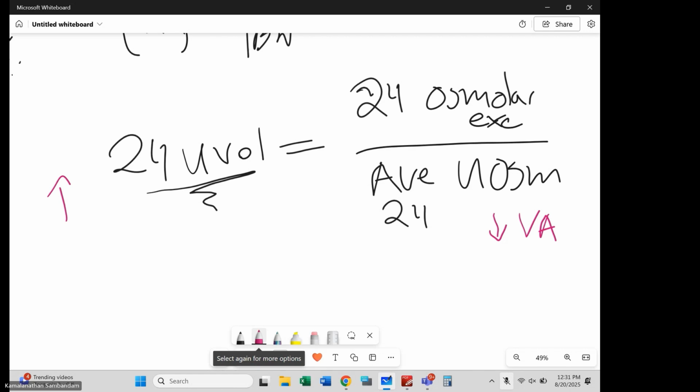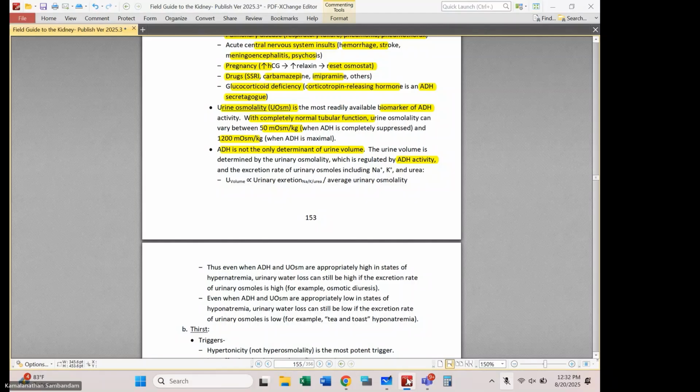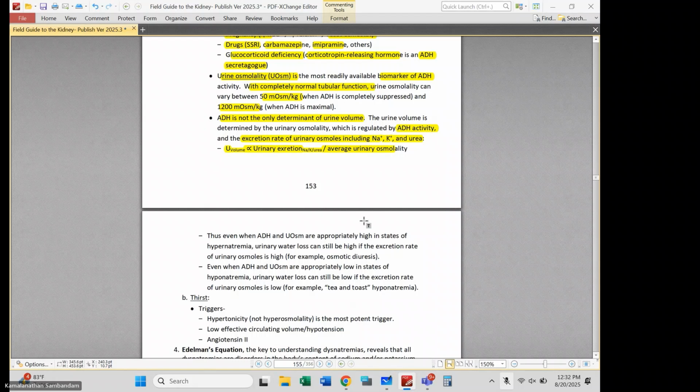Another way I can increase urine volume is simply by giving you more salt or urea, right? That would also, even if I don't change the urine osmolality, enhance water excretion by increasing the number of osmoles that you have to excrete. Okay? So here is that numerator: sodium, potassium, salts, and urea. And again, urine volume is proportional to this urinary excretion of solute divided by urinary concentration, essentially.